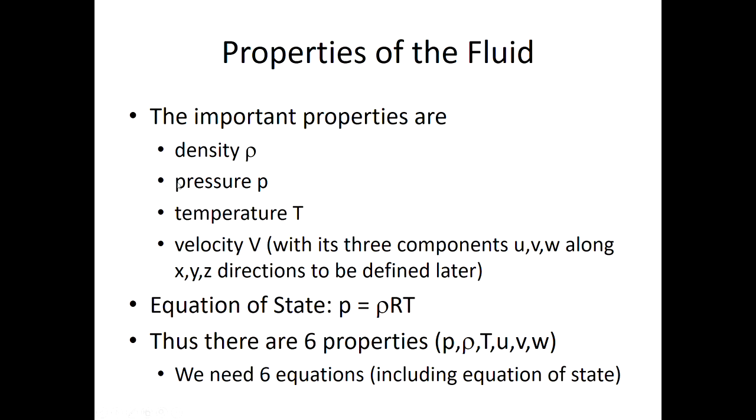Therefore, we have 6 properties: rho, P, T, u, v, and w. Therefore, we need 6 equations. We already have one equation here, the equation of state. Therefore, we need 5 more equations. These are the equations of conservation of mass, that is 1. Conservation of momentum, u, v, w, that's 3 momentum equations, 1 plus 3, 4. Then conservation of energy, which is the 5th PDE. So we will get 5 integral equations or 5 partial differential equations, plus this extra equation of state, or the 6 equations we have to solve for these 6 properties.